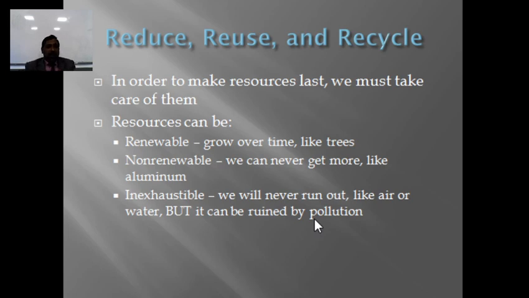Now, in order to conserve, the 3 R's we have been discussing, in order to make resources last, we must take care of them. Renewable resources grow over time, like trees. Non-renewable, we can never get more, like aluminium. Inexhaustible, we will never run out, like air or water, but they can be ruined by pollution.